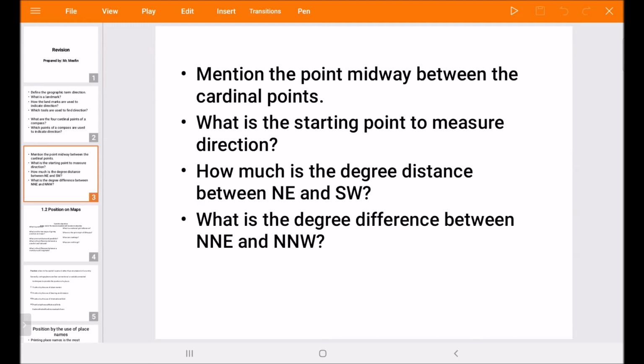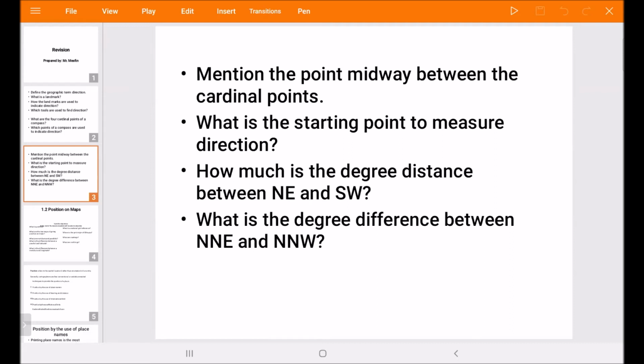What is bearing? Angular bearing. All directions have their own degrees. That means 360 degrees. For example, north is 0 degree, east 90 degree, south 180 degree, west 270 degree.